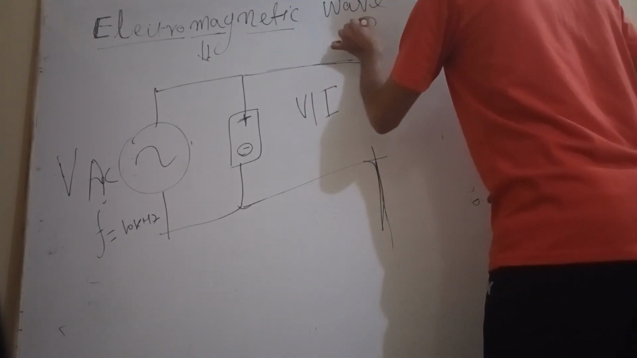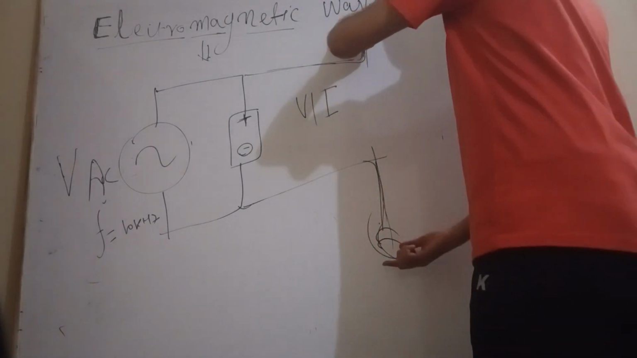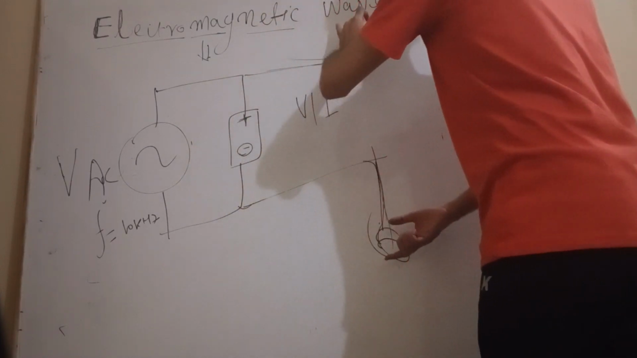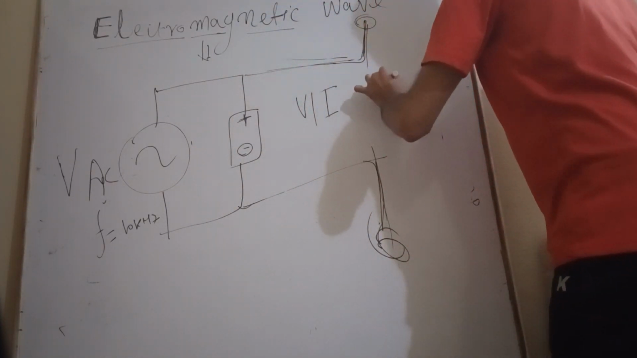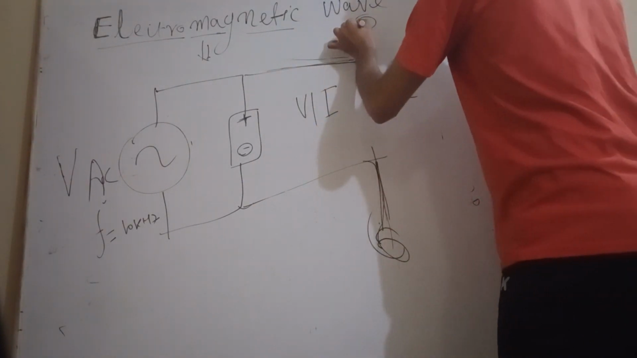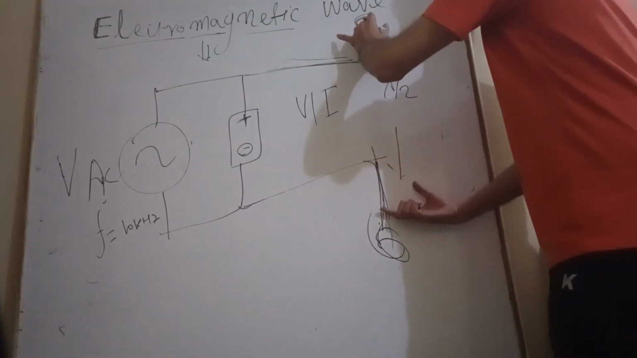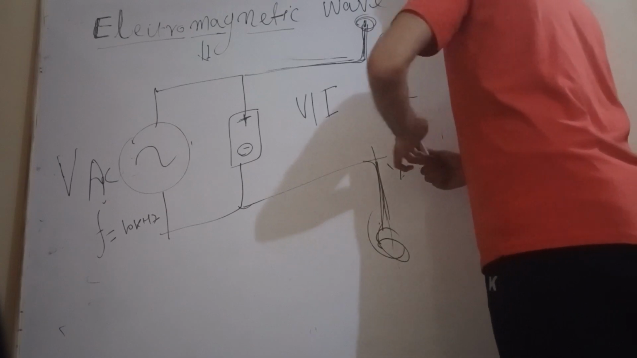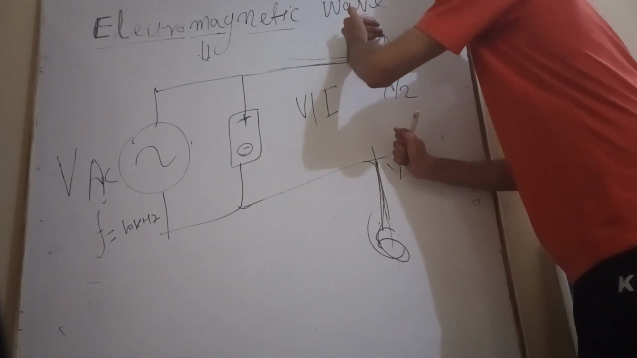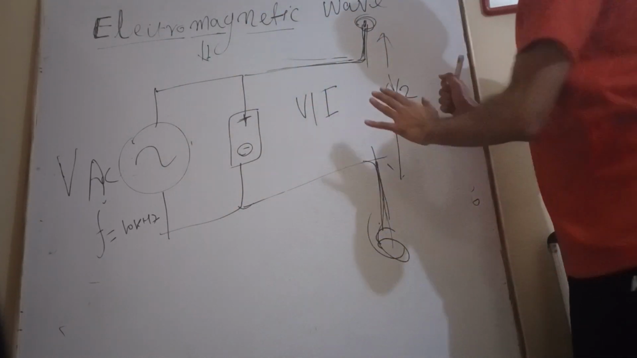For that radiation, we require an antenna. Let's say I have connected here, this is my transmission line and this is my antenna, a type of dipole antenna. The length of this dipole antenna is, let's say, lambda by 2. This antenna is also a conductor whose length is comparable to the wavelength of the signal, so it will start radiating.